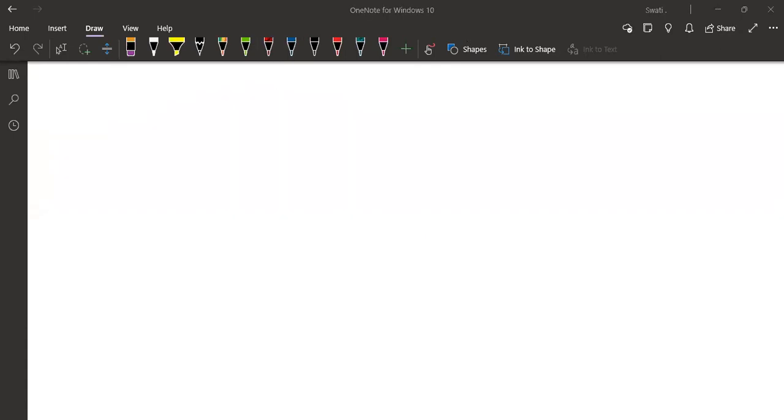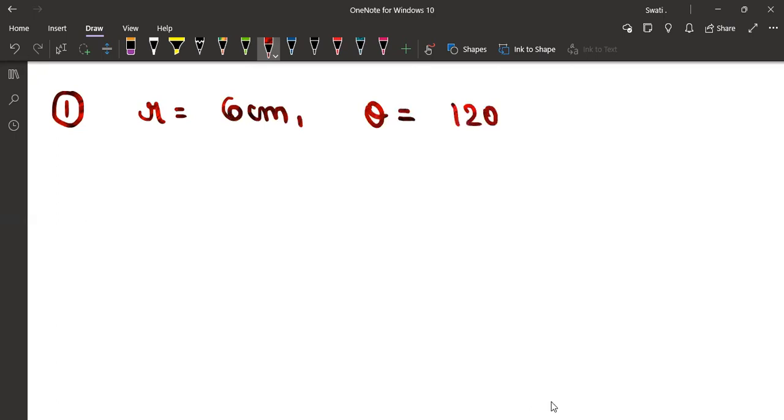In our next question, I'll directly write down here the question instead of drawing the diagram, because now you have an idea of how a sector looks like. So the radius is given, of a sector, and that is 6 centimeter. Theta is given. What is theta? Theta is the angle made by an arc at the center of the circle, and that is given 120 degree. So radius is 6 centimeter, theta is 120 degree. Now we have to find out here the perimeter of sector.